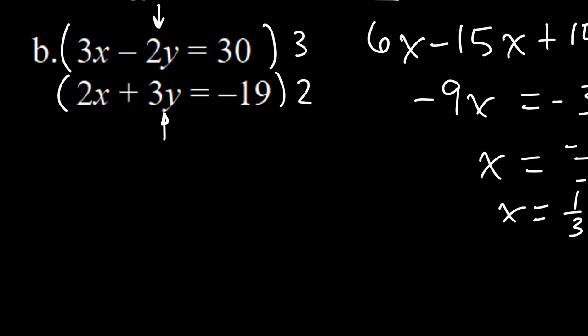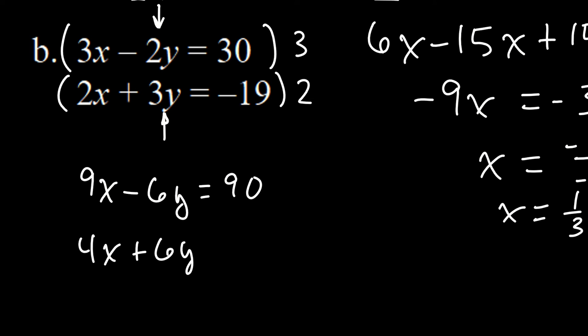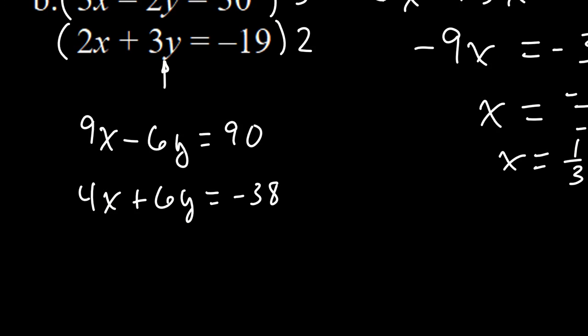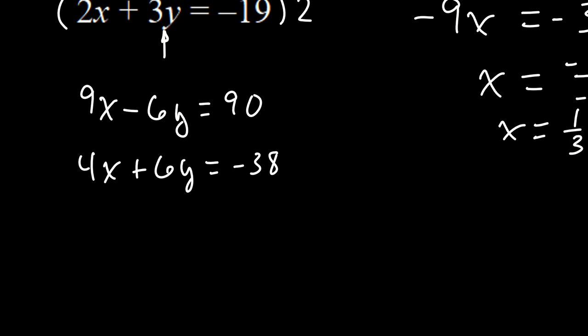So that equation is going to become 9 times x minus 6 times y equals 90. And then let's distribute the 2 across the second equation. So I'm just pushing that factor of 2 across it. 4 times x plus 6 times y. And that's going to equal negative 38. And if I combine these two wonderful equations, I'm going to get 9x and 4x, which is 13x.